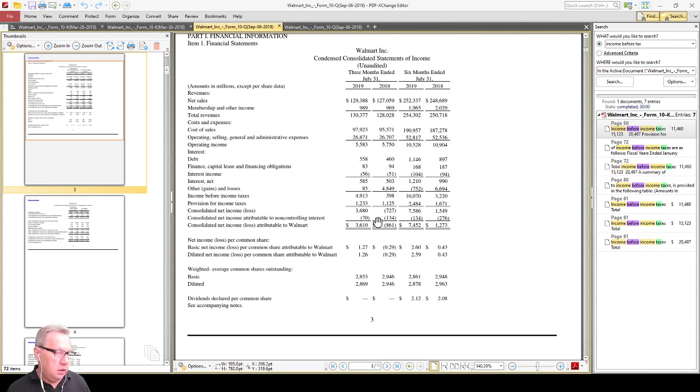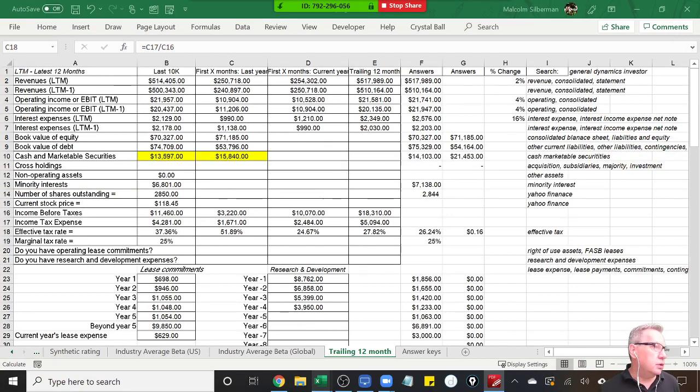All right. So if we look at the sheet now, you'll see that the effective tax rate is just those two numbers divided by each other. 4281 divided by 11, so 37%, 51%, 24%, 27%. So 27% is sort of the trailing number where it is. And so their taxes are actually going to be coming down.